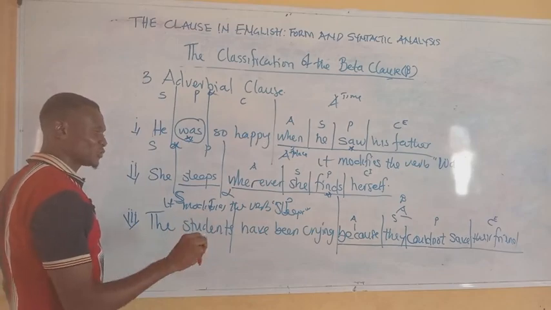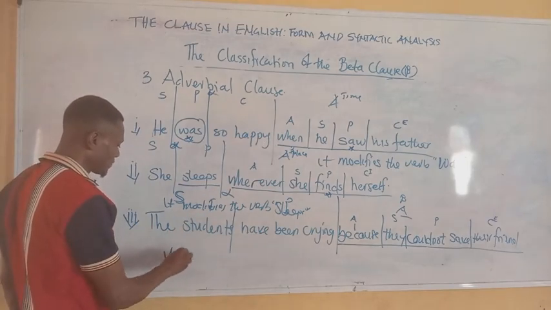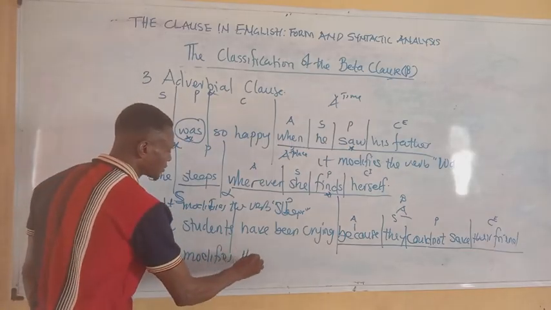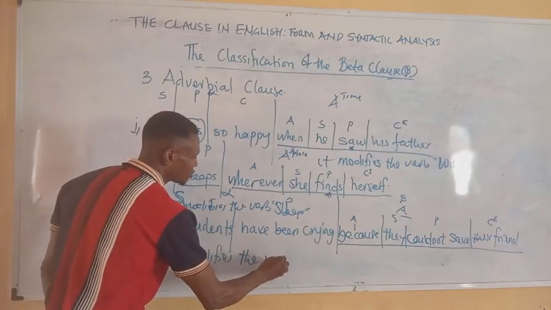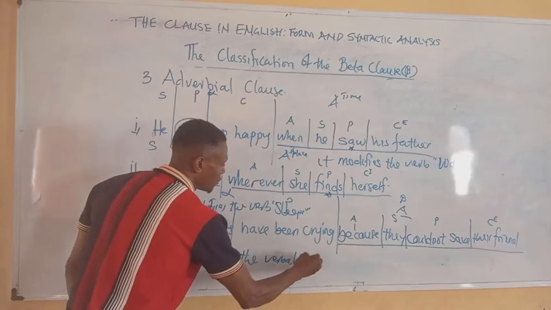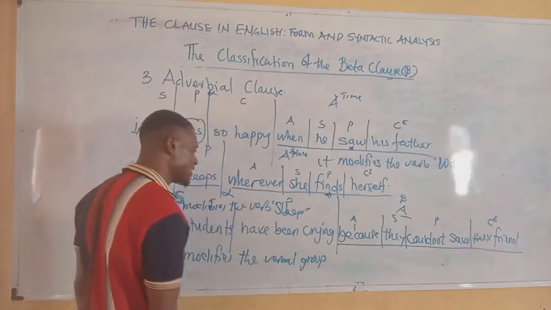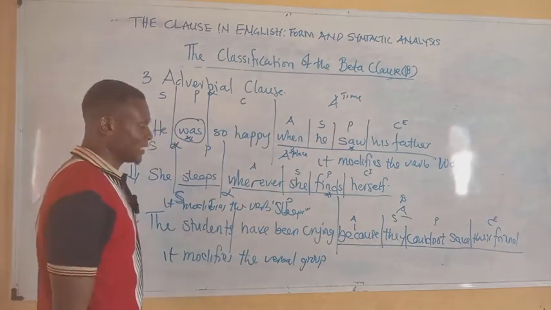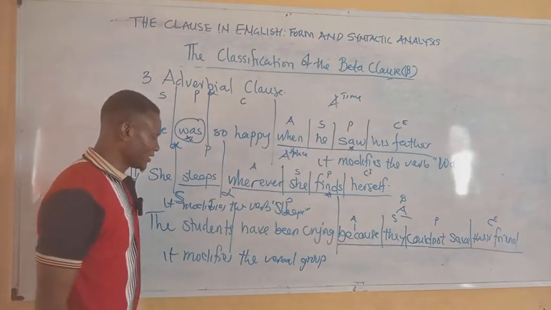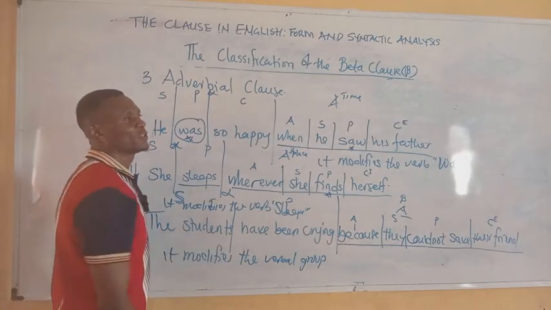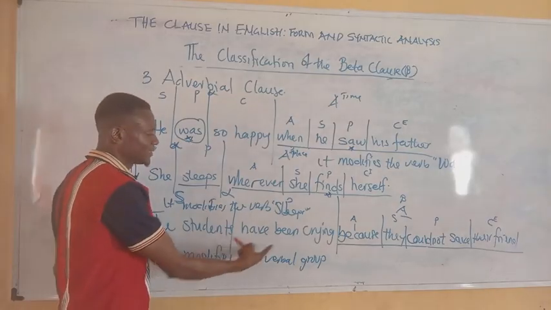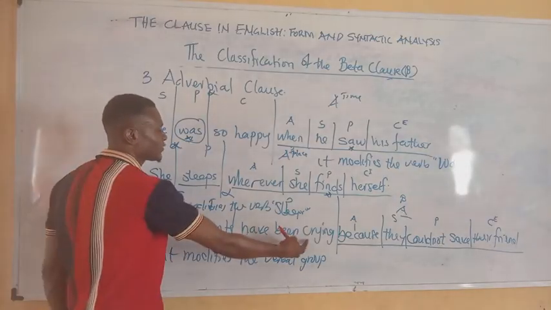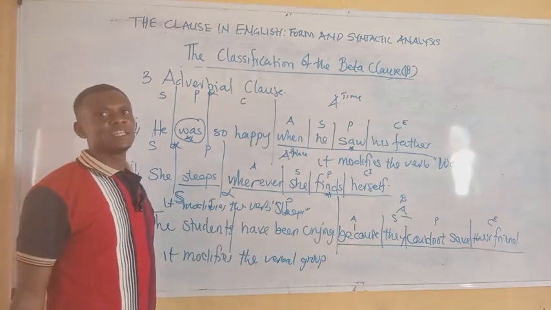So what is the grammatical function? The grammatical function is it modifies the verbal group. Either you call it verbal group or you call it verbal phrase. Why is it a verbal group or phrase here? We have one, two, three. We have three verbs here. Number one, we have, which is an anomalous verb. We have been, which is a primary auxiliary verb. We have crying, which is actually the lexical verb.